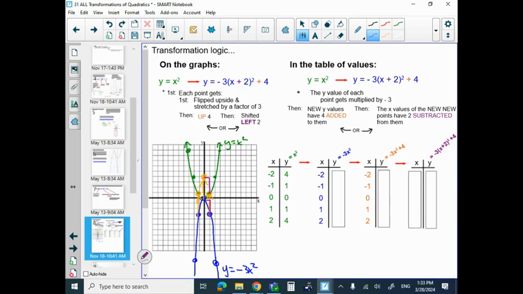The other one, weird orange. So we're going up 4 steps, yeah. So 1, 2, 3, 4. So it's going to be up to about there, up to about there. So we can graph that, and like that, right? So that is the y equals negative 3x squared plus 4.